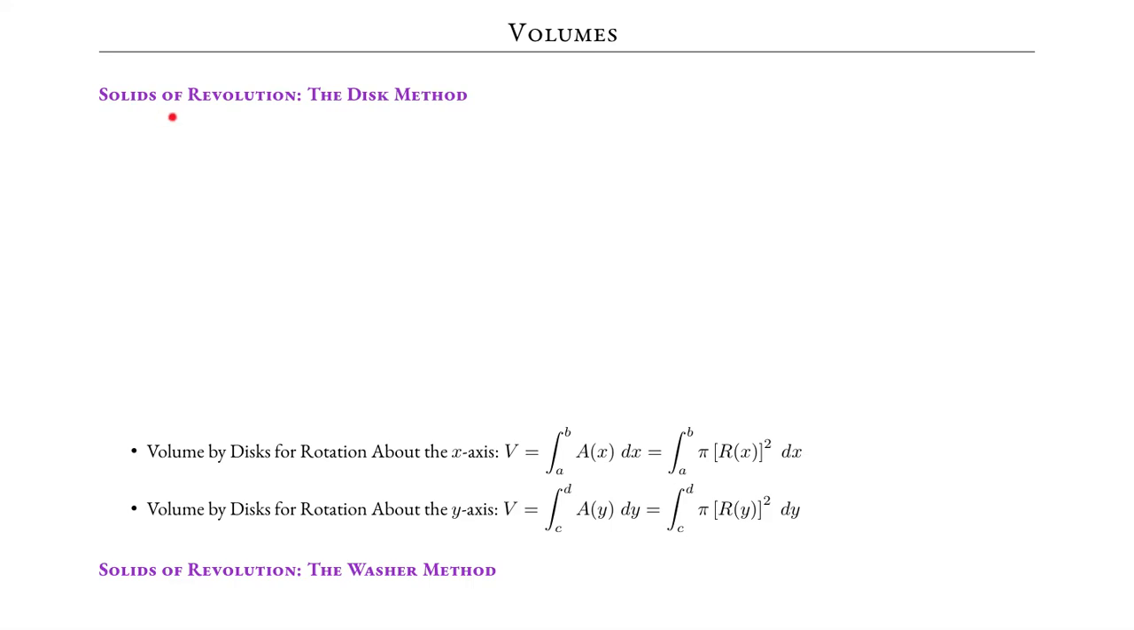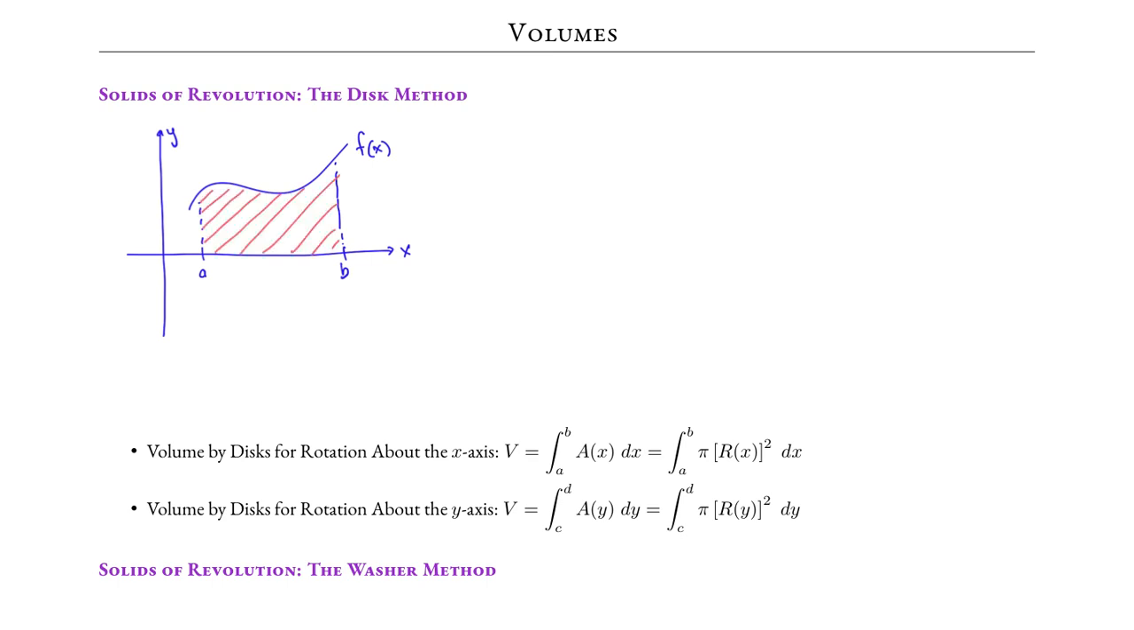One way to generate solids is by rotation, called the solid of revolution. Suppose we have a region bounded by the x-axis and the curve f of x. If we take this enclosed region between a and b and rotate it about the x-axis, then we obtain a solid. To find the volume of this solid, we slice the solid perpendicular to the x-axis.